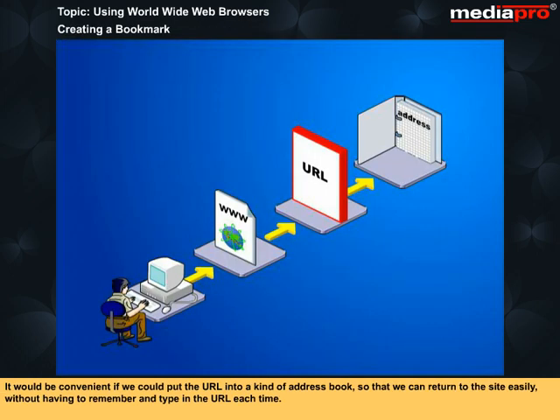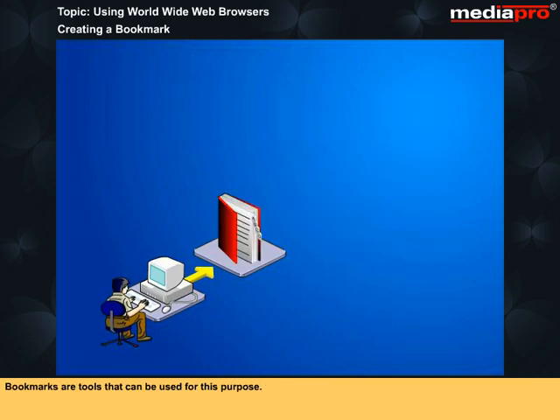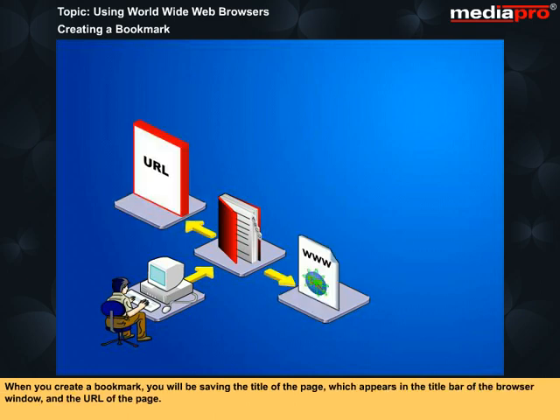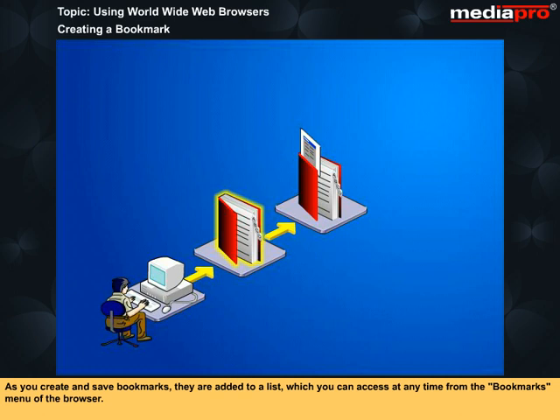It would be convenient if we could put the URL into a kind of address book, so that we can return to the site easily without having to remember and type in the URL each time. Bookmarks are tools that can be used for this purpose. When you create a bookmark, you will be saving the title of the page, which appears in the title bar of the browser window, and the URL of the page. As you create and save bookmarks, they are added to a list which you can access at any time from the Bookmarks menu of the browser.